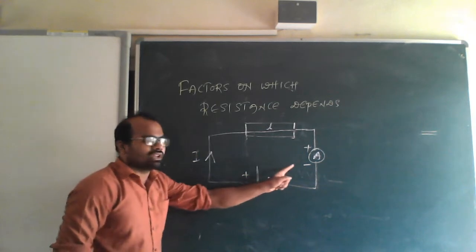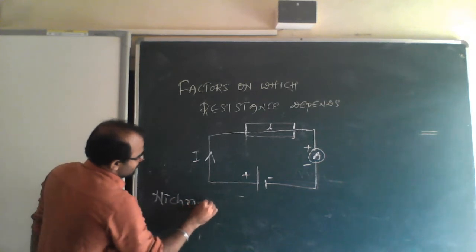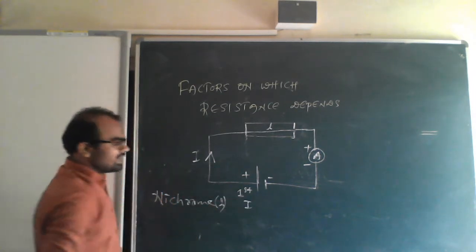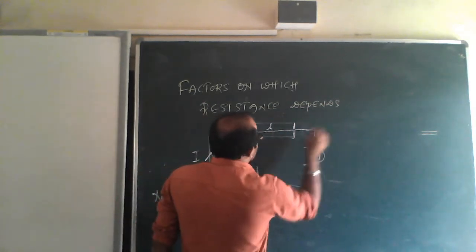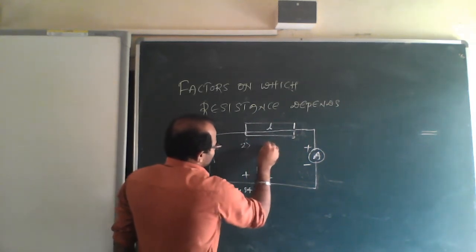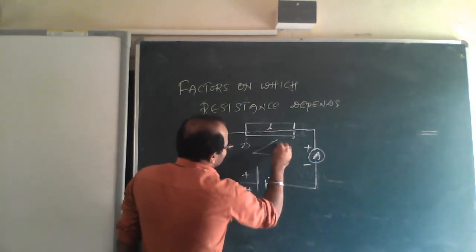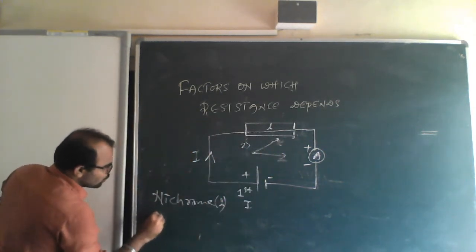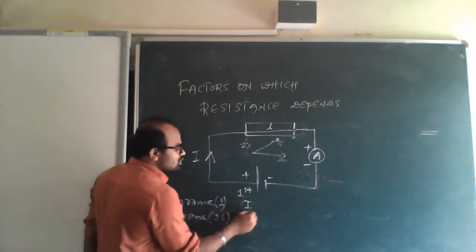Current starts flowing and the reading of the ammeter is noted. In the first case, I is noted for the nichrome wire of length L. Second, I will replace this with the same nichrome wire, but the length is double, 2L. This time also I is noted down.